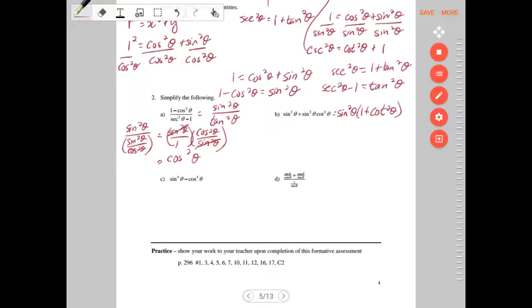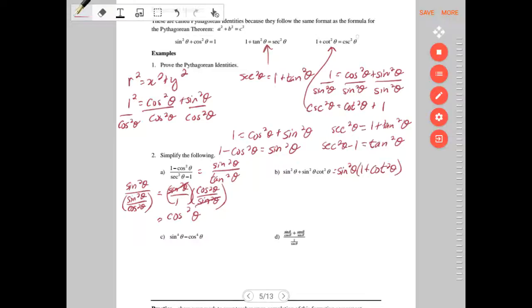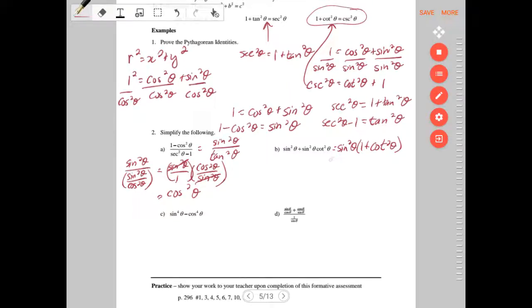Now, 1 plus cotangent squared theta is a Pythagorean identity. That's the same thing as cosecant squared theta. So this is going to equal sine squared theta times cosecant squared theta. But cosecant squared theta is the reciprocal of sine squared. So that's 1 over sine squared theta. And when we multiply something by its reciprocal, we just get 1.